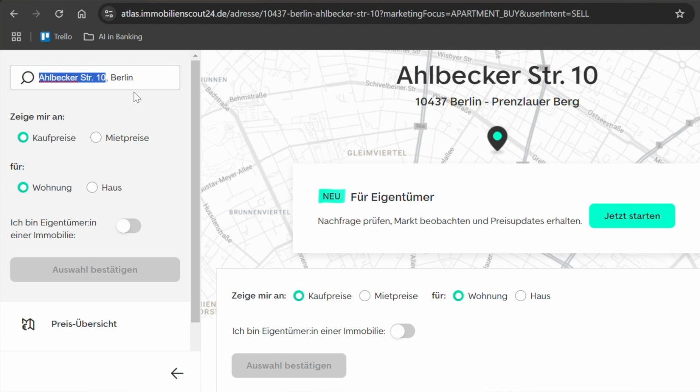Again, take this number with a grain of salt, right? It's not specific to the apartment. It doesn't include whether the apartment has been renovated, let's say in the past 20 years, or whether it's completely old and hasn't been touched for the last years. Also, since we just took whatever street was available here, right, Albeckerstraße and not the specific street, it just gives us an indication of where the price could be in that region. The more information you can put in there on Atlas Immobilienscout, the better.